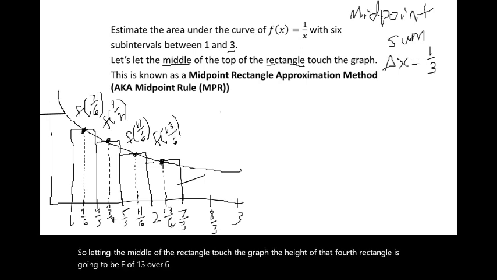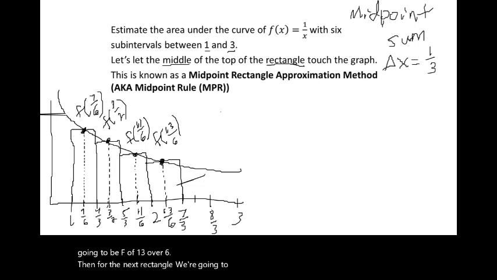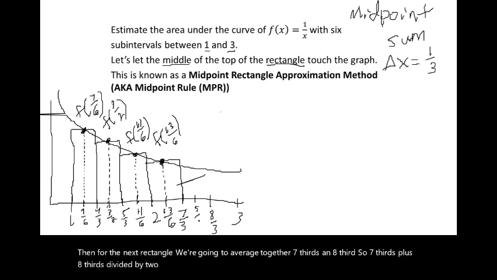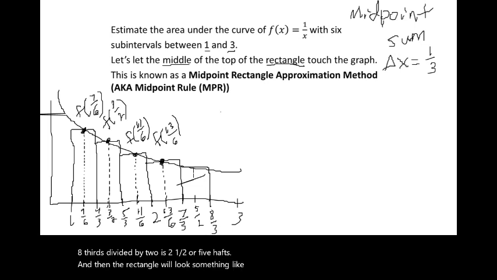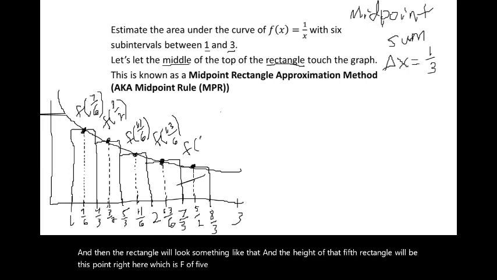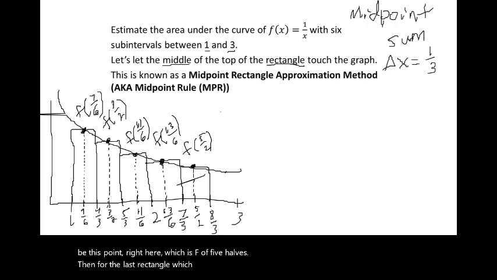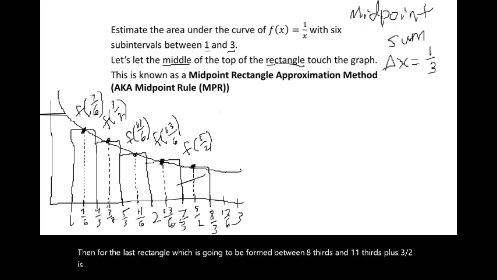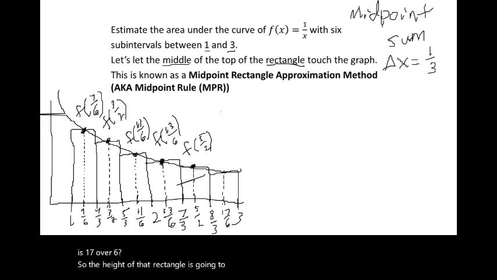Then for the next rectangle, we're going to average together 7/3 and 8/3. So 7/3 plus 8/3 divided by 2 is 2.5 or 5/2. And then the rectangle will look something like that. The height of that fifth rectangle will be this point right here, which is f of 5/2. Then for the last rectangle, which is going to be formed between 8/3 and 3, 8/3 plus 3 divided by 2 is 17/6. So the height of that rectangle is going to be f of 17/6.